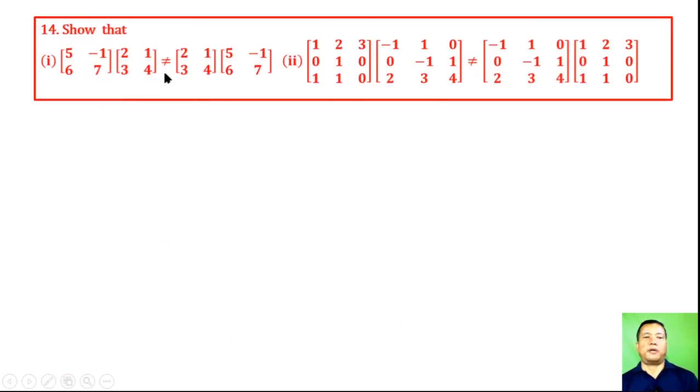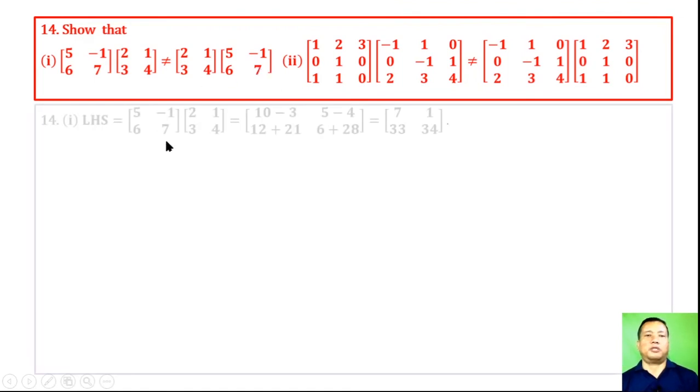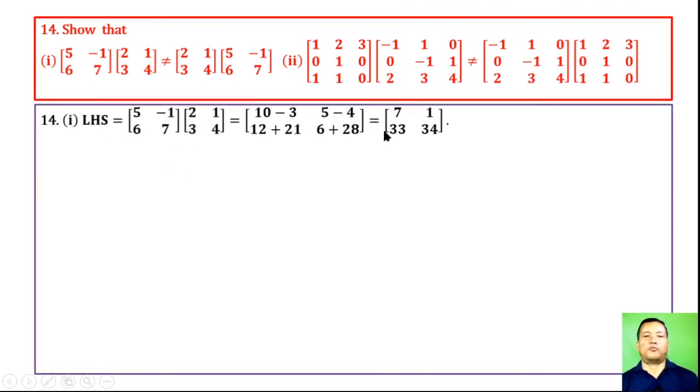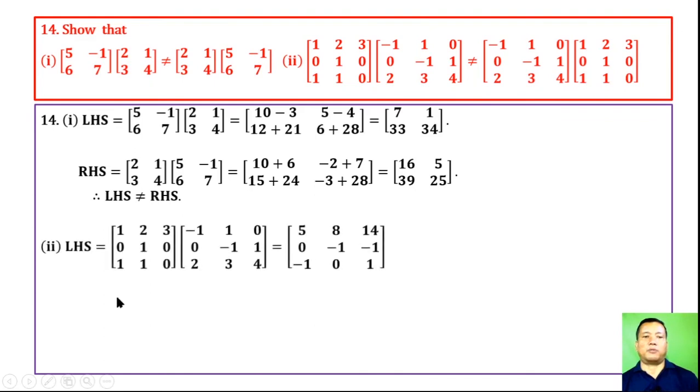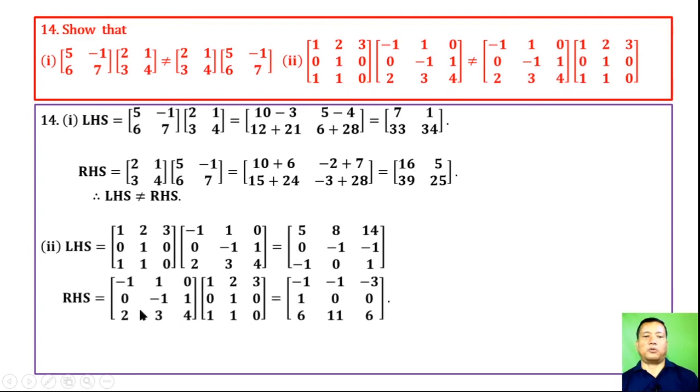So the left side product and the right side product are computed as matrices. The left hand side value is the product, and the right hand side value is the product, and they are not equal. Therefore, left hand side does not equal right hand side. Similarly for Roman number 2, the left hand side product and the right hand side product are not equal. Therefore, left hand side does not equal right hand side.